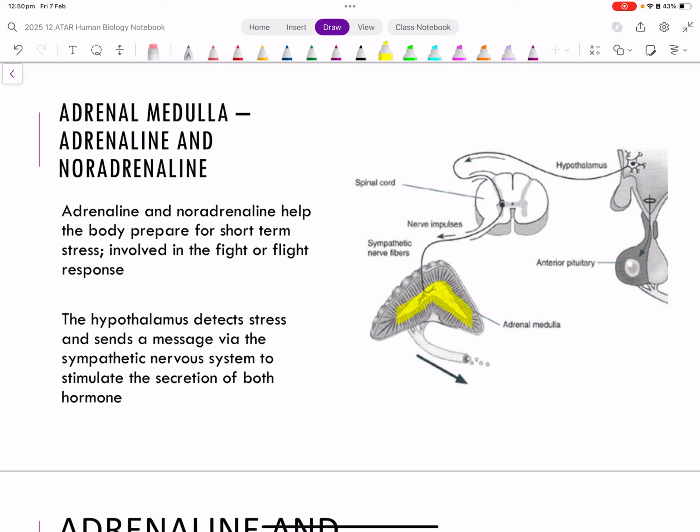When we talk about the adrenal medulla, on the other hand, we're talking again about this yellow area in the center of the adrenal gland. Now, the adrenal medulla is not innervated by a hormonal response, but it is innervated by a neural response. So, when the hypothalamus detects stress, it sends a message via the sympathetic nervous system, something that we will talk about when we get to the nervous system later in the year, and it triggers the release of both hormones. What adrenaline and noradrenaline do, largely we're grouping their function together here, is that they help the body prepare for short-term stress. This is most commonly thought of as the fight or flight response.